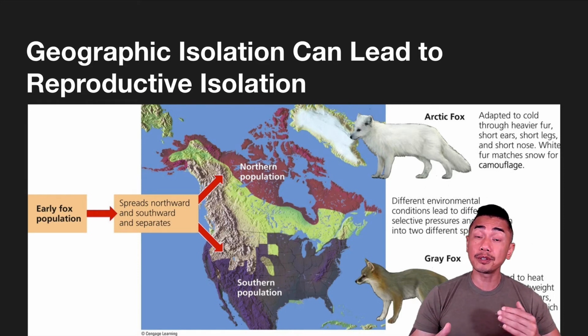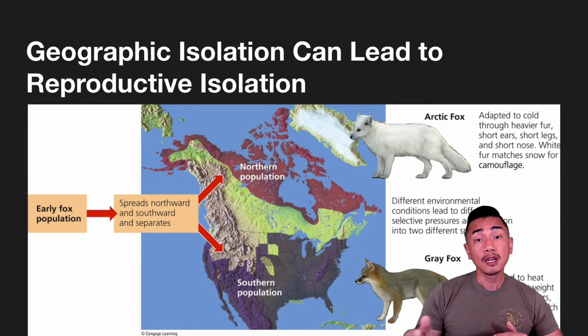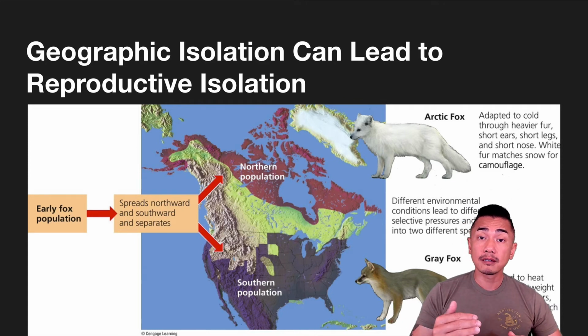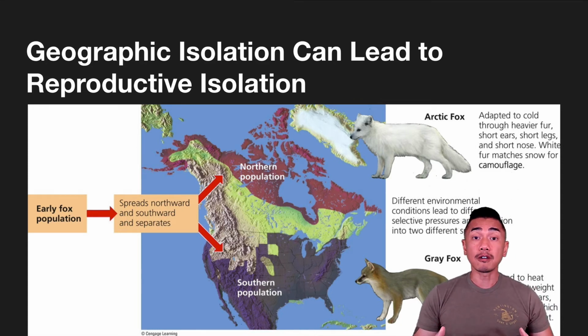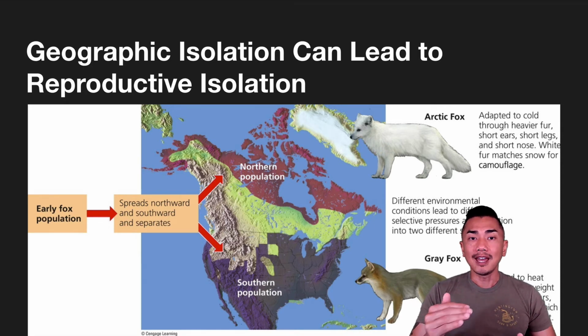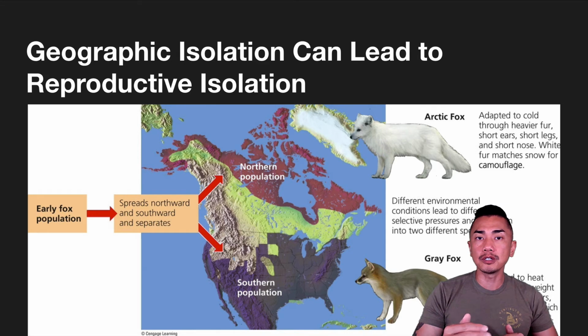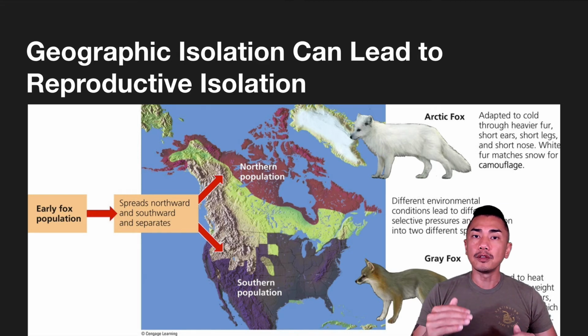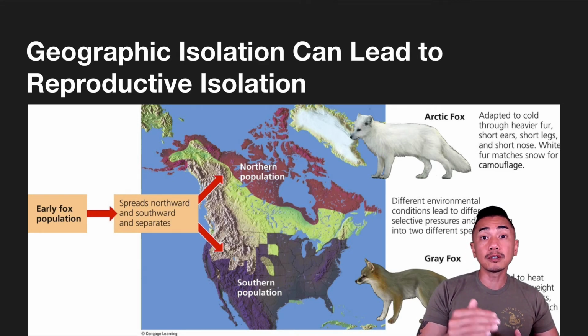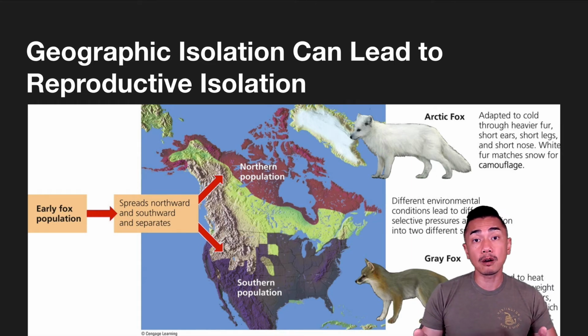This diagram shows the evolution of the Arctic fox and the gray fox. An ancestral fox population came to North America and separated into a northern population and a southern population. The northern population evolved to live in cold and snow, and that's how we got the Arctic fox. The southern population evolved for more temperate weather, and that's how we got the gray fox.